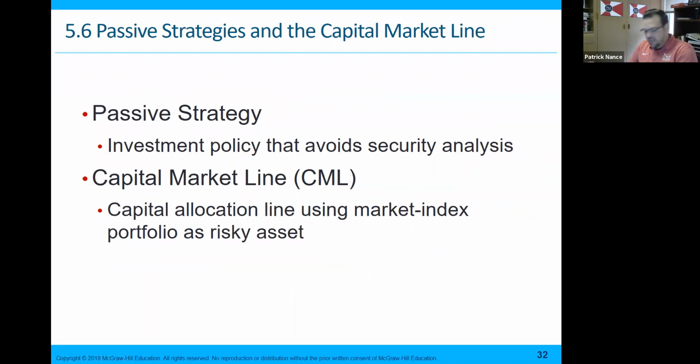Okay, passive strategies. Passive strategies are investment policies that avoid security analysis, where we just let the market do what it wants to do. Capital market line, the capital allocation line using the market index as the portfolio for the risky asset. Passive strategies usually involve investing in either risk-free assets or indexes, where our risk is effectively whatever the market is doing in the first place.